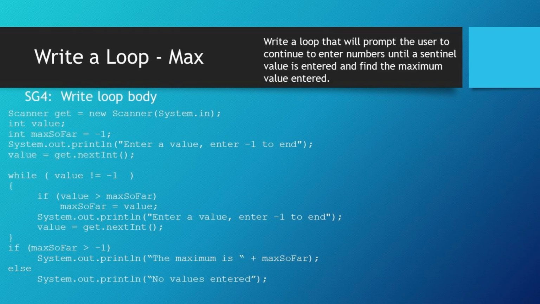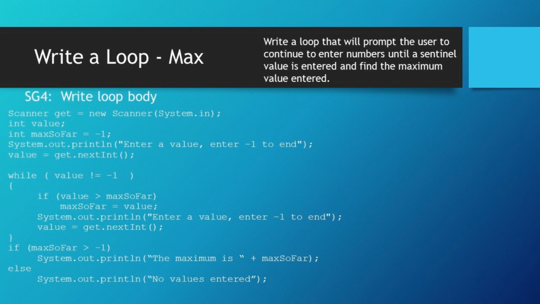Our loop now says, read in a value from the user. As long as the value isn't -1, go through the loop. If the value read in is bigger than the value of maxSoFar, replace and store the new value as maxSoFar. Then read in another value. Continue to read in values until the user enters -1.